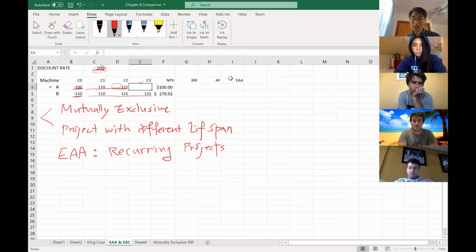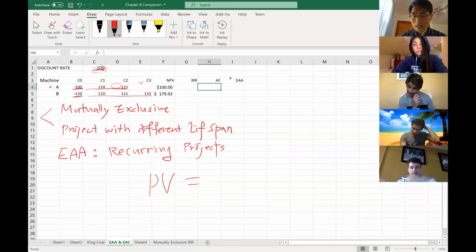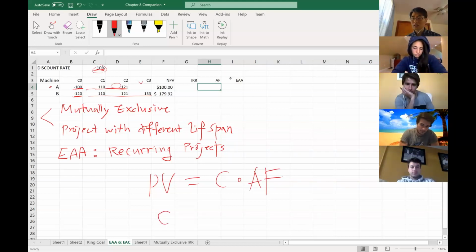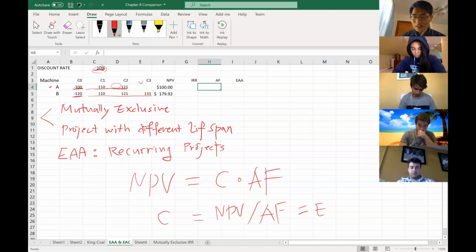So you turn this NPV into an annuity, and you can do that by dividing the NPV by the annuity factor. Do you guys remember the present value of an annuity equation? Present value of an annuity is the annual payment times the annuity factor, right? So if you want to know the steady stream of annual cash flow, it is present value over the annuity factor. Right? So all that you have to do now is, instead of present value, do the same thing with the net present value. So this is EAA. So equivalent annual annuity is net present value over the annuity factor.